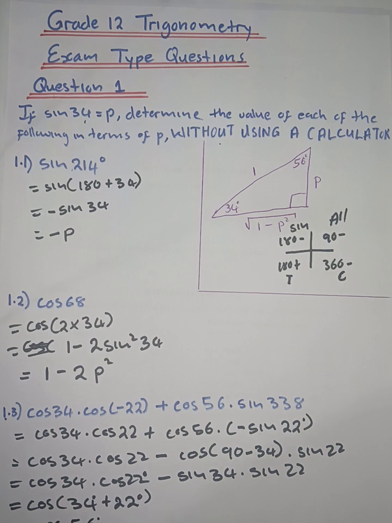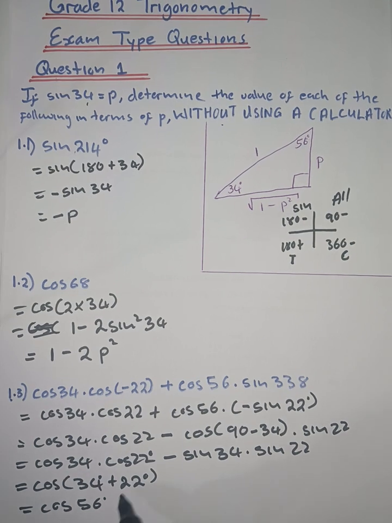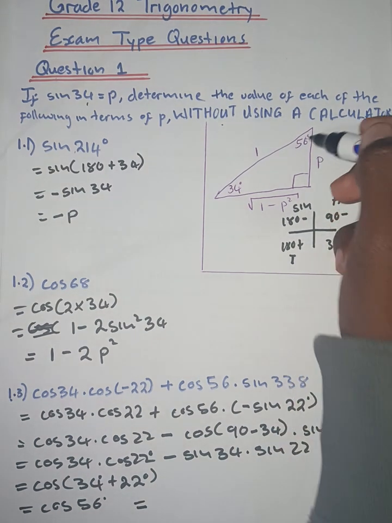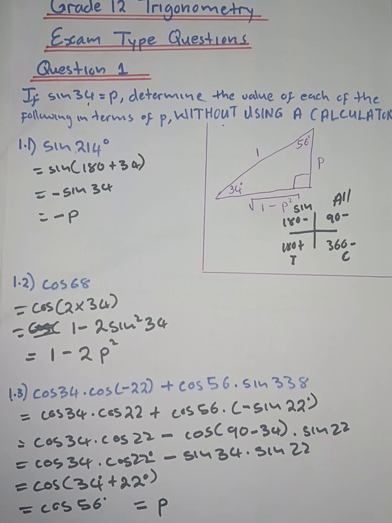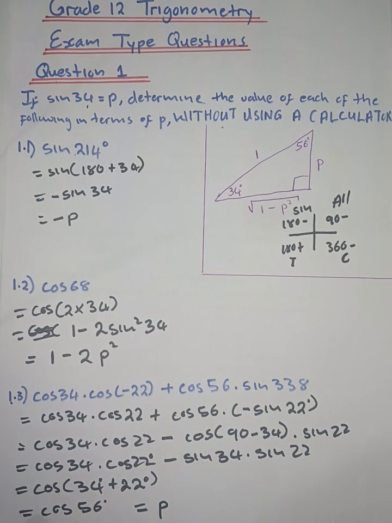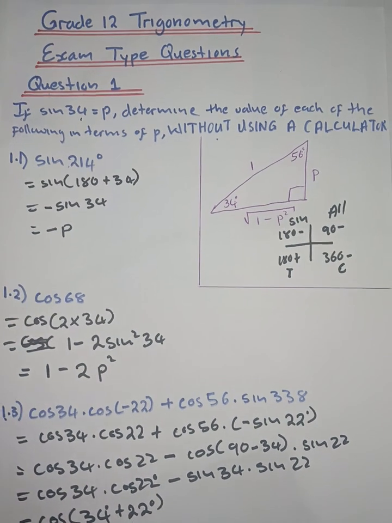And cos of 56, let me just put that up there so that it is visible. We have 56 on our diagram, and cos is the adjacent over the hypotenuse. So this would be p over 1, but anything divided by 1 would just be that value. So in this case, it would just be p. This would be the value that we get in terms of p. So this is the first question.